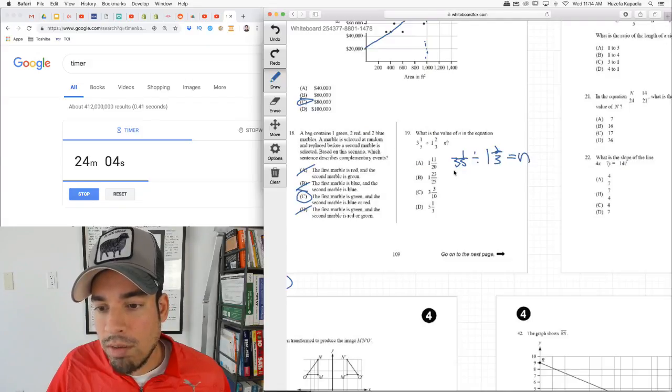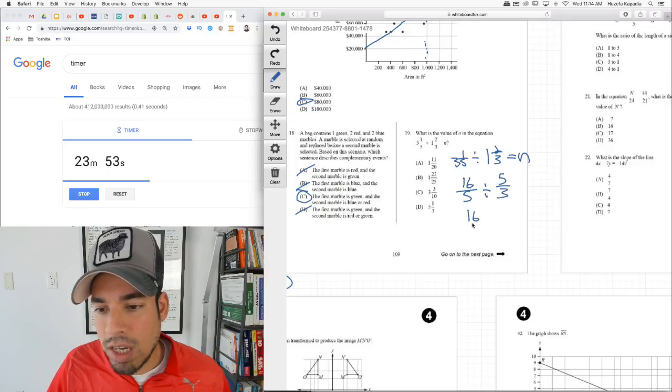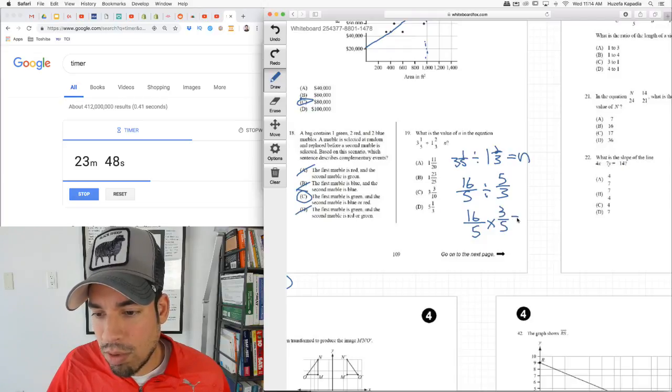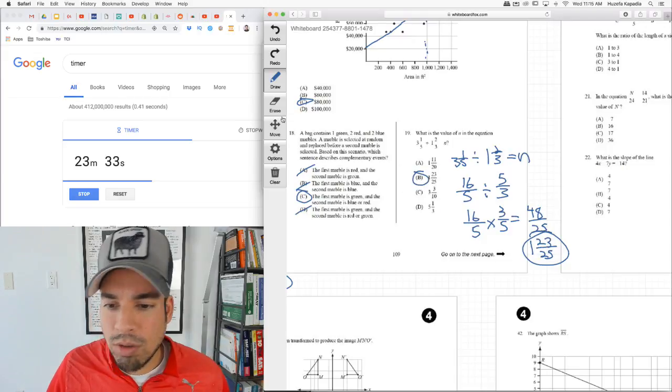First, if I'm going to divide fractions, convert to improper fractions. So that's 3 times 5 is 15 plus 1 is 16 over 5, divided by 1 times 3 plus 2 is 5/3. Then we do keep, change, flip. 16/5 times 3/5, and we get 3 times 16 is 48 over 25. I can pull 25 out of there, so I have 1 23/25. I'm just reducing that fraction, turning it into a mixed number, and it's B.